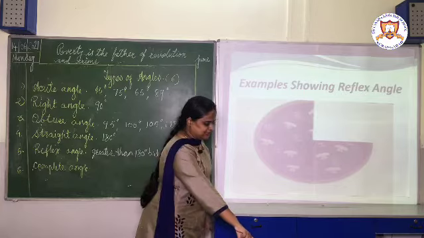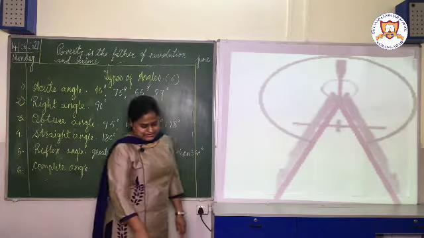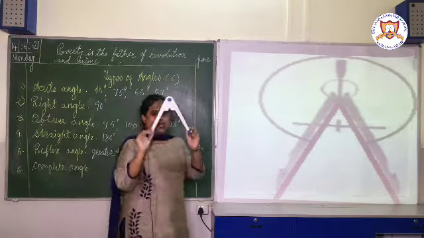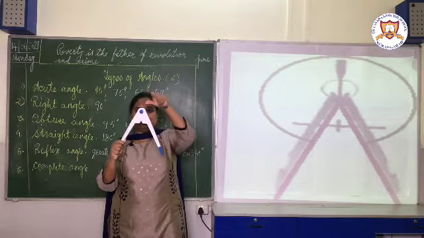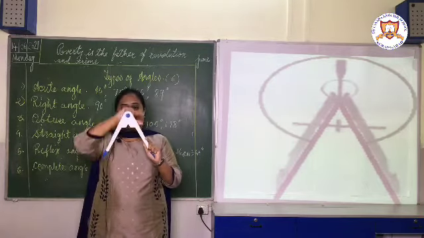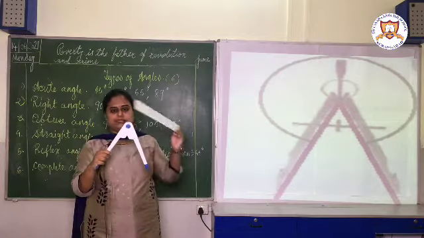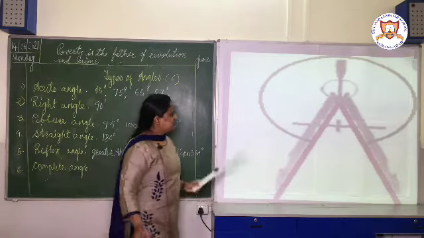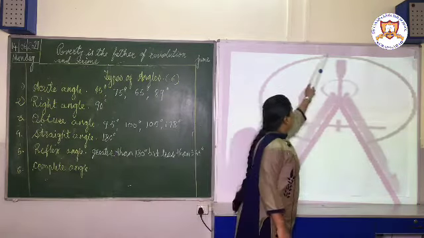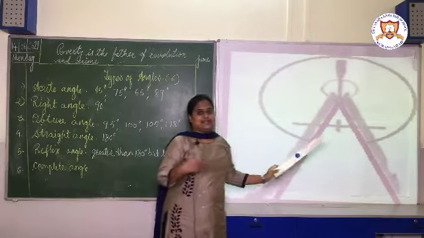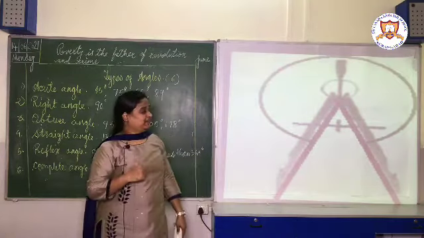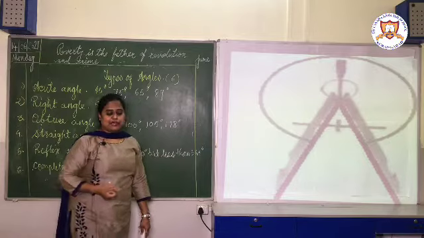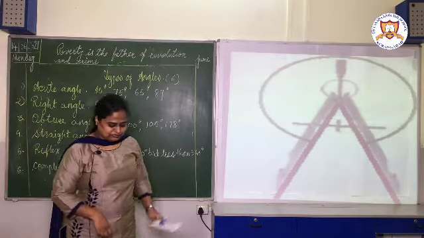Then next we'll see compass. Okay, in our geometry box we can see the compass. Now if I hold this compass this way, you can see this outer angle. You will see here the reflex angle, correct? Same way in this picture also it is shown. This is the reflex angle whose measure is greater than 180 degree but less than 360 degree. That angle is called a reflex angle. So this is also an example of a reflex angle.